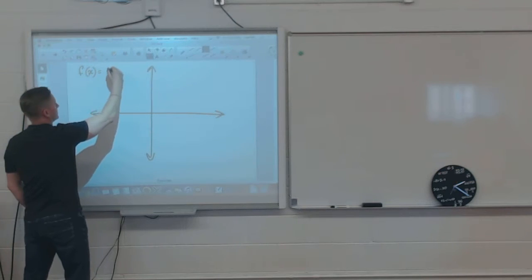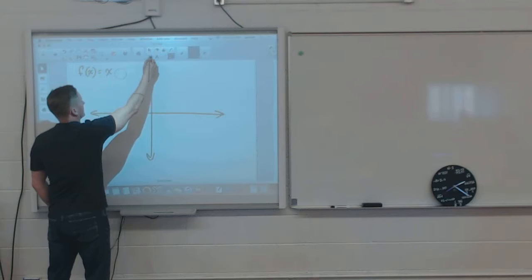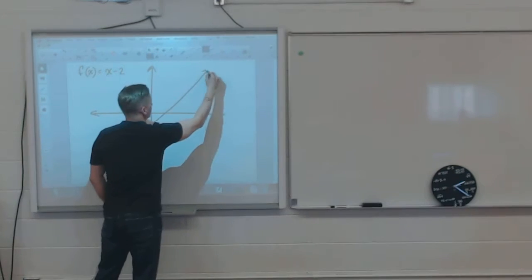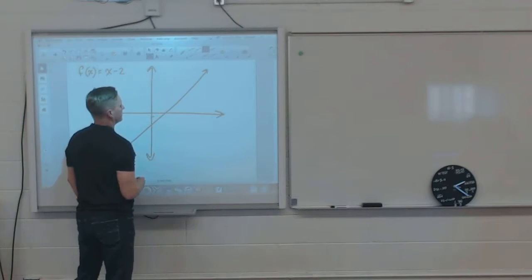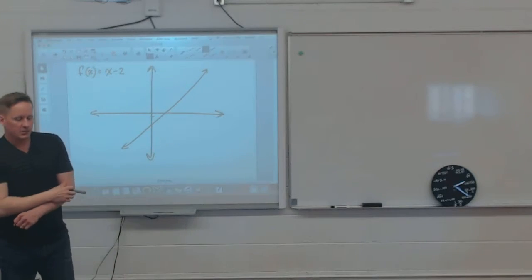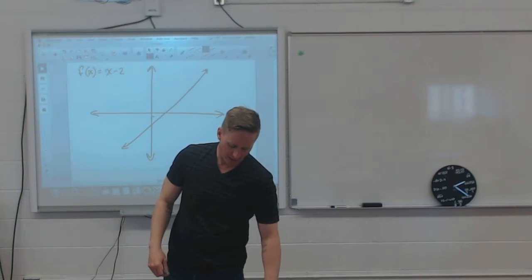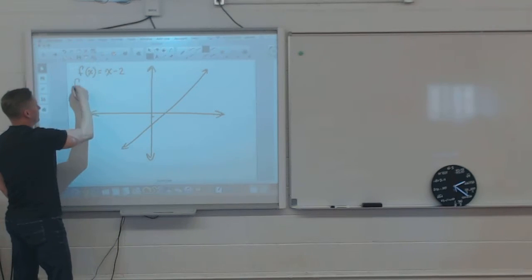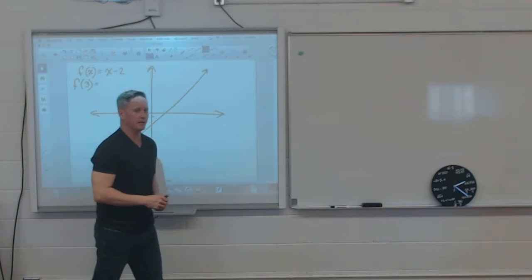F of x equals x minus 2. So I'm going to graph that. 0, 2, come down to here. This would be 2 and 0. Okay, so in grade 10 when we started to learn about graphing and functions, one of the things that we learned was, what do I do when I have f of 3? What does that actually mean?